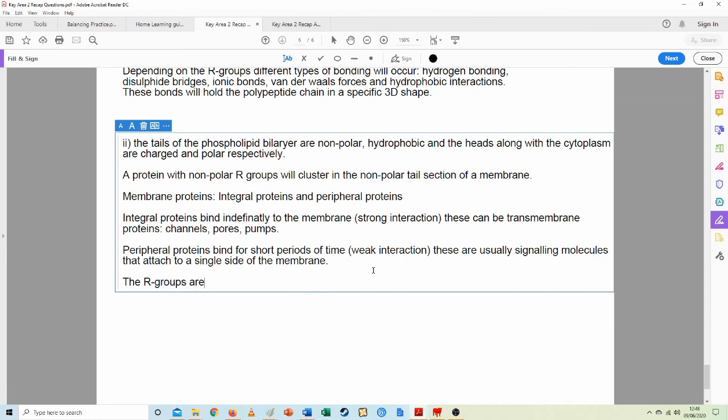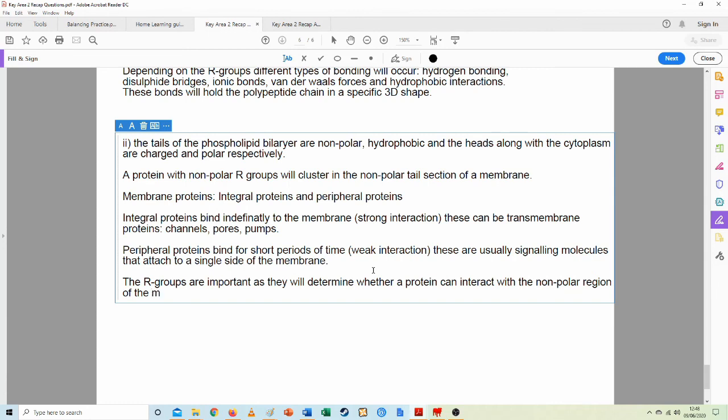are important as they will be whether a protein can sit in the non-polar region of the membrane, as the R groups will need to be non-polar as well.